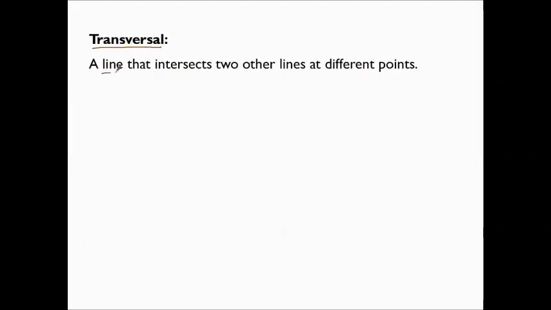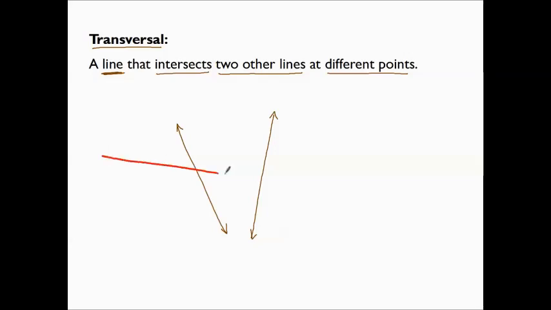Transversal. This is a line that intersects two other lines at different points. What does that mean? Here I'm going to draw two lines, and I'm not necessarily going to make them parallel because they don't have to be. And now I'm going to draw the transversal. Here's a transversal. It is a line that intersects two other lines at different points.